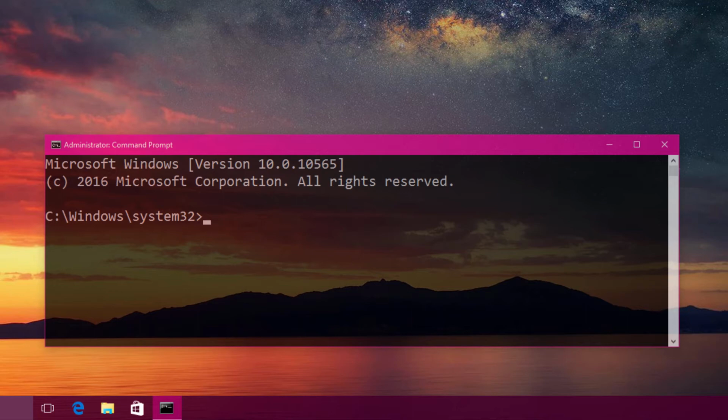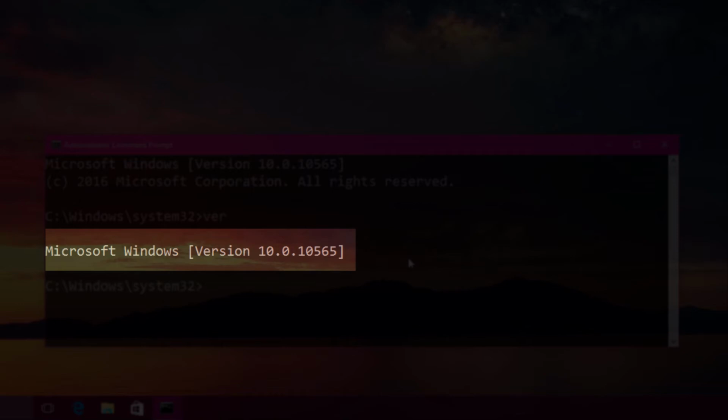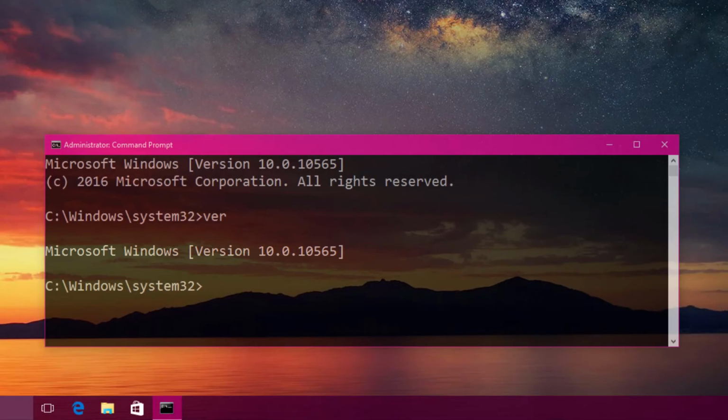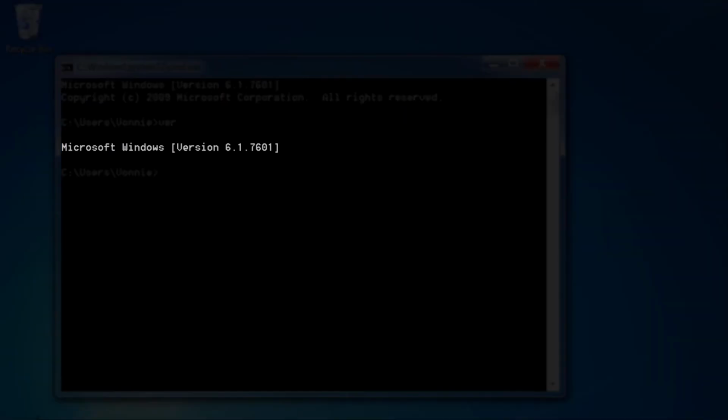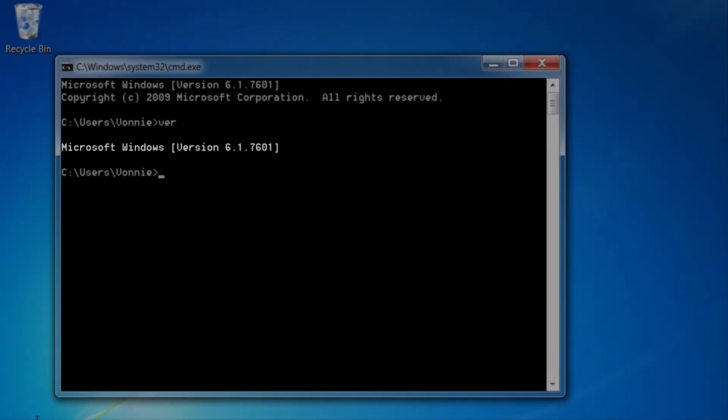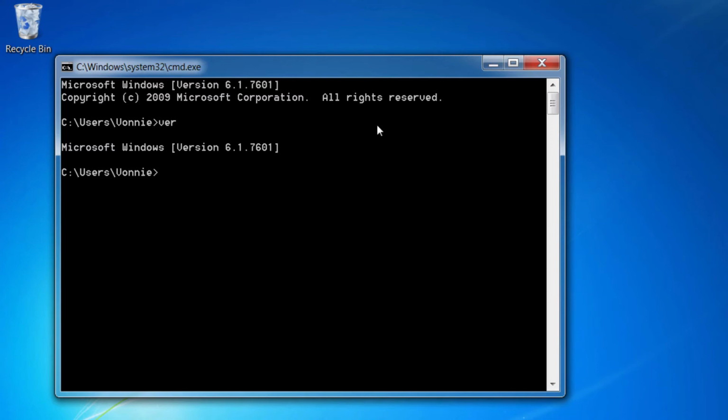Let me tell you what I mean. If I go here and I type ver, you see it says version 10.0.10565. If I go to Windows 7 and I type the same thing, it says version 6.1.7601. What's the deal? It's kind of weird, isn't it?